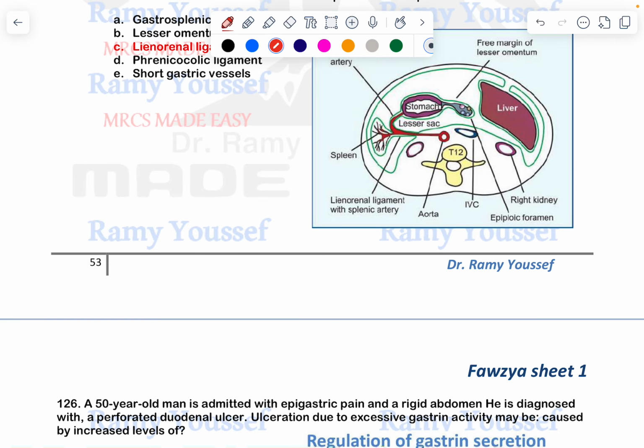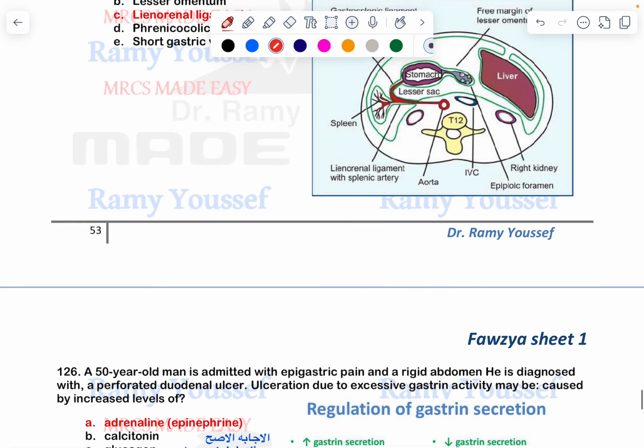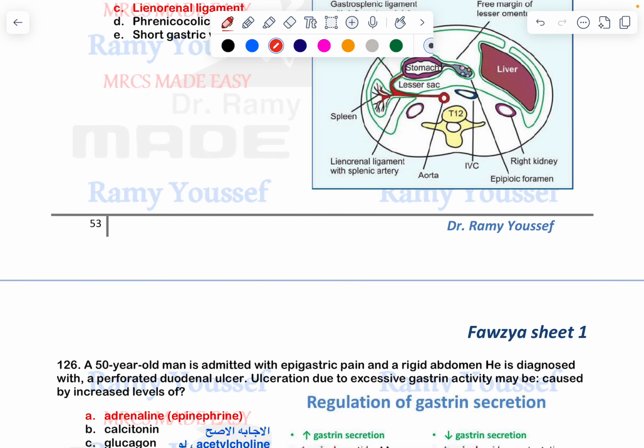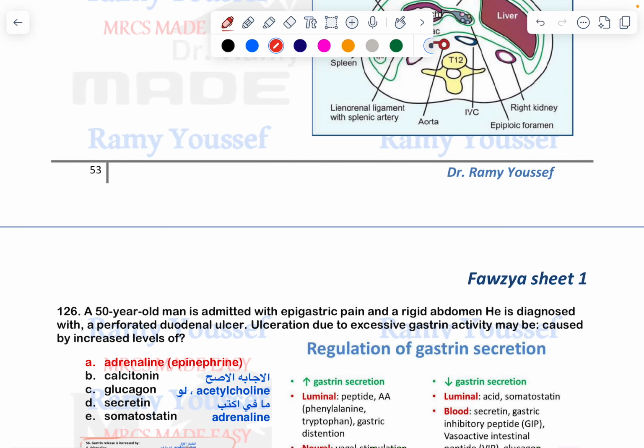A 50-year-old man is admitted with epigastric pain and a rigid abdomen, diagnosed with perforated duodenal ulceration. Excessive gastric activity may be caused by increased levels of histamine or adrenaline. Histamine is not an option, that's why adrenaline can increase.